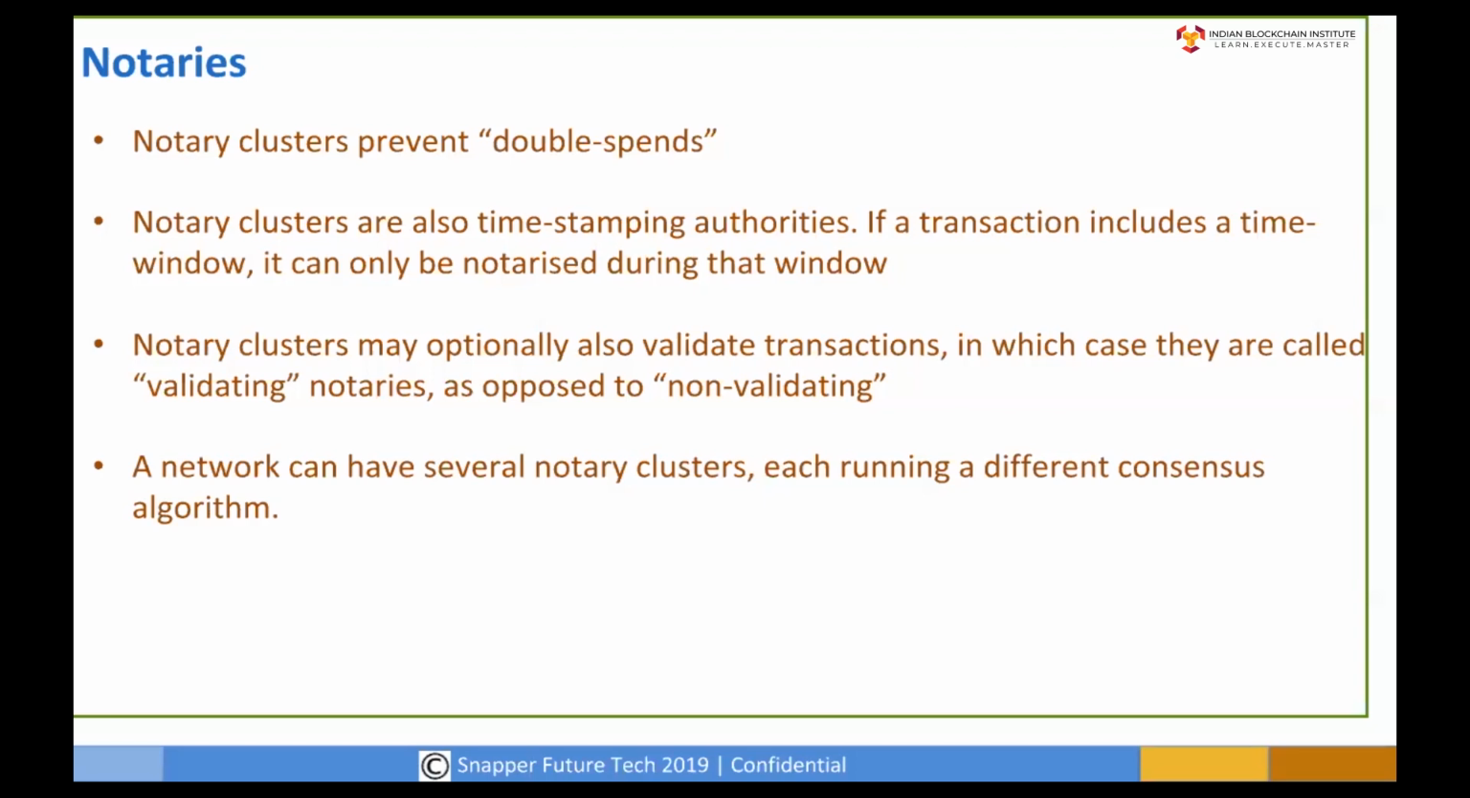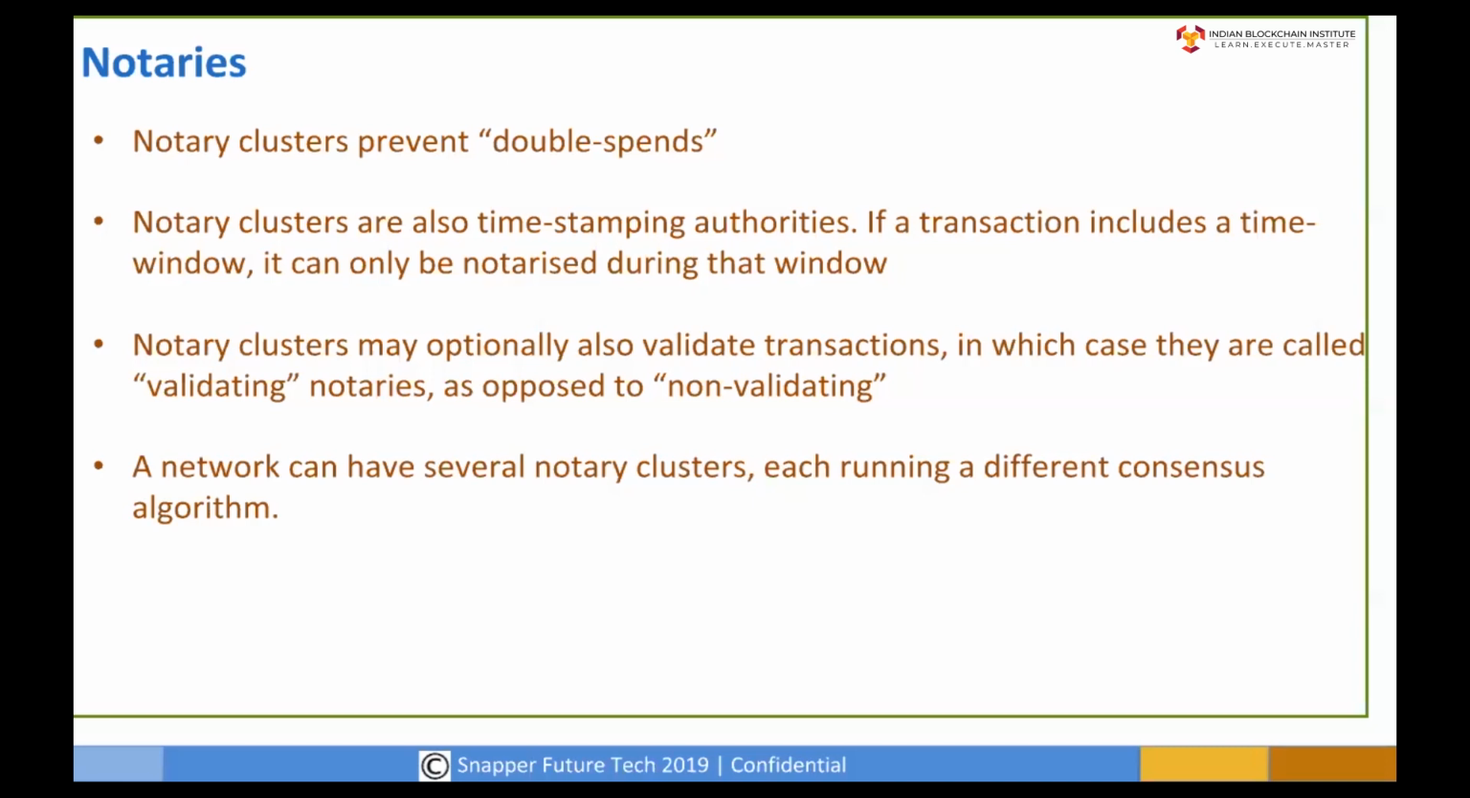Notary clusters may optionally also validate transactions, in which case they are called validating notaries as opposed to non-validating. That means they validate and sign the transaction. So you could have a pool of notaries, that is multiple notaries for a network, for the nodes or parties involved in the network.